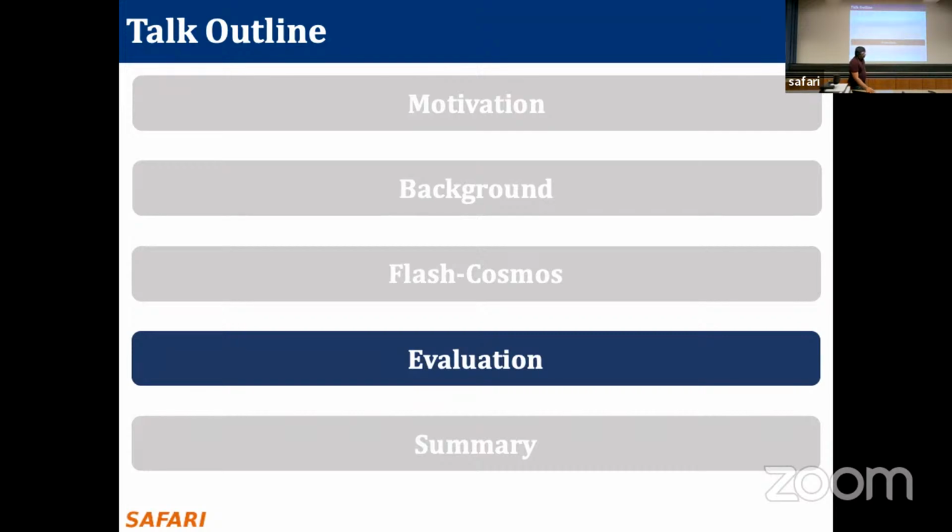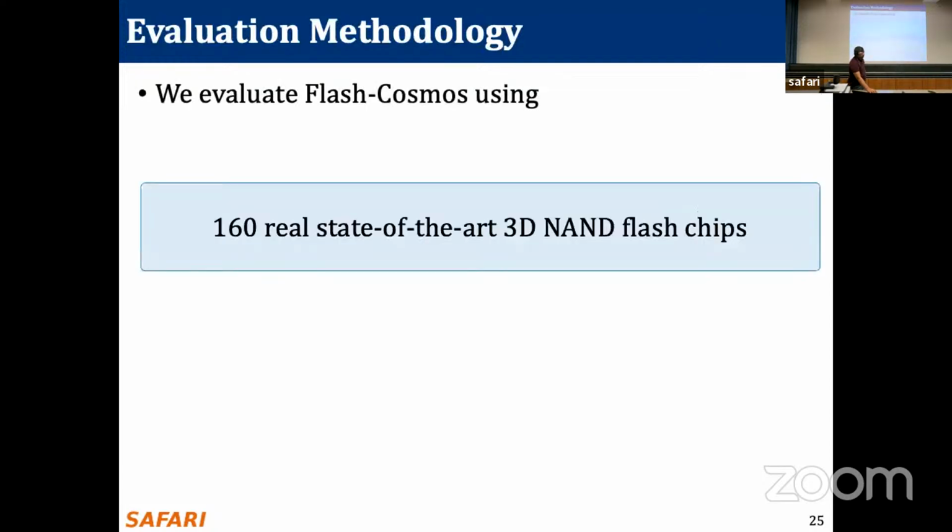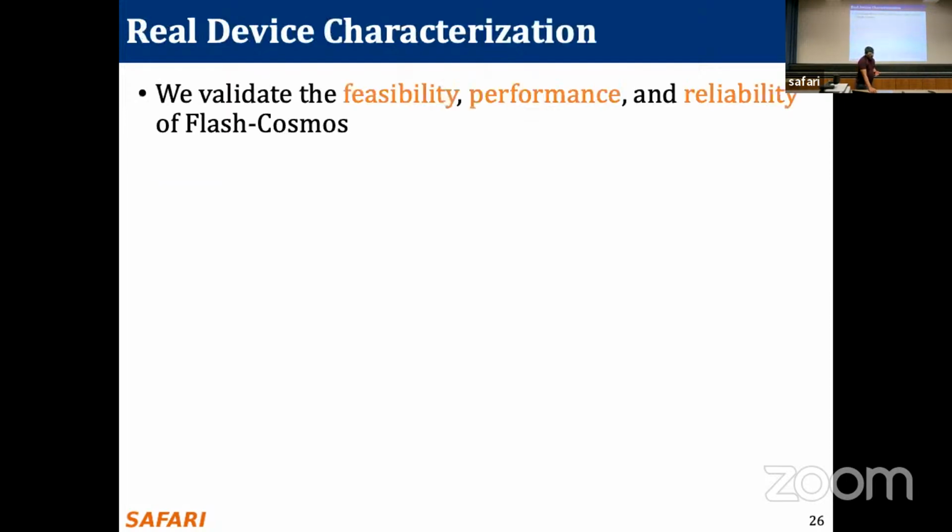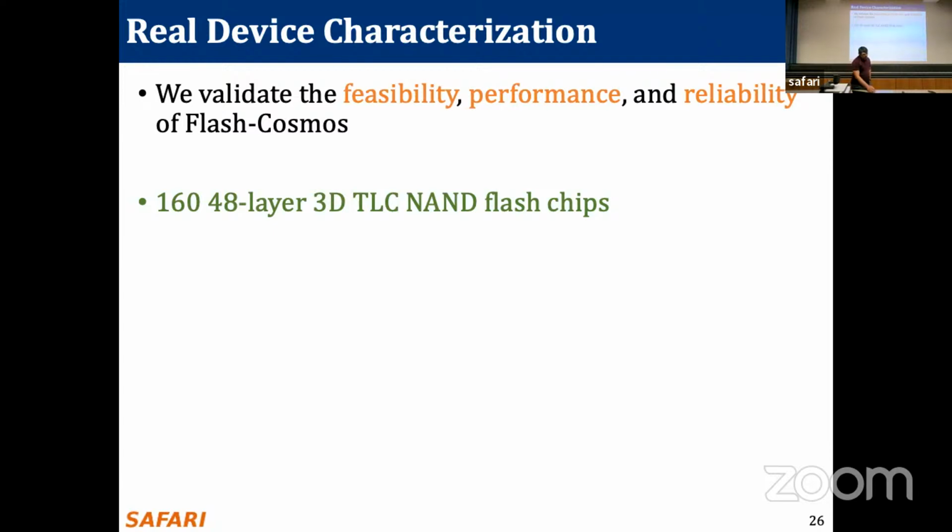Now we look at evaluation. So in evaluation, we have 2 kinds of evaluation. One is where we evaluate the feasibility and reliability of Flash Cosmos in 160 real state-of-the-art 3D NAND flash chips. So in our real device characterization, we validate the feasibility, performance, and reliability of Flash Cosmos. And as I said, we use 160 48-layer 3D TLC NAND flash chips. 48-layer means that in each block we have 48 word lines.